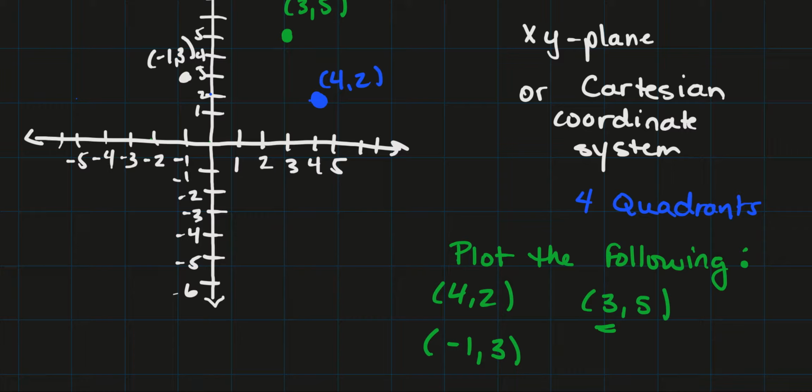How about -2, -2? That is going to be in the third quadrant. We're going to find -2 for the x and -2 for the y. You can see that the point will be right here.